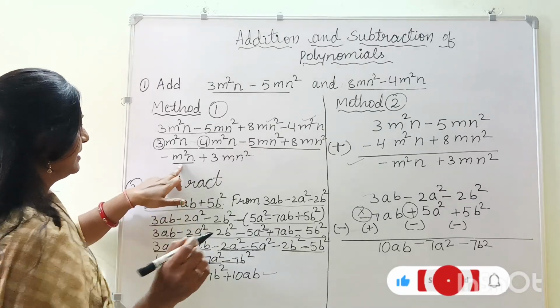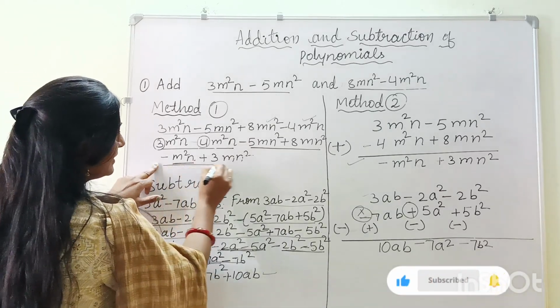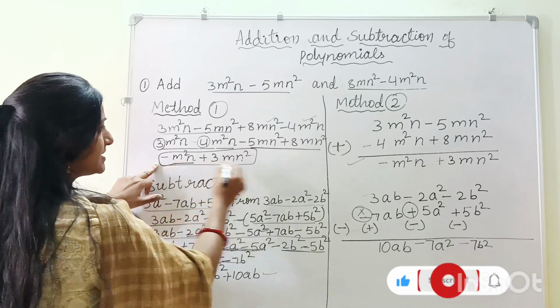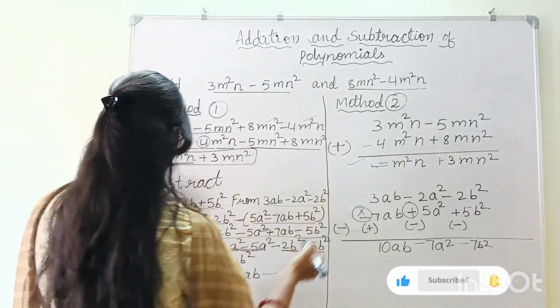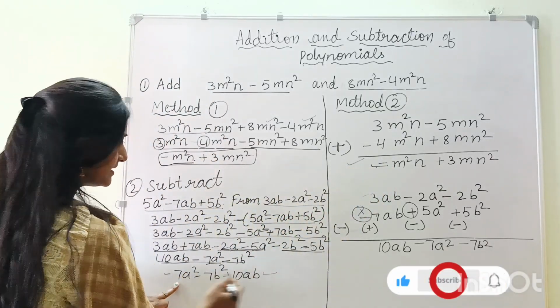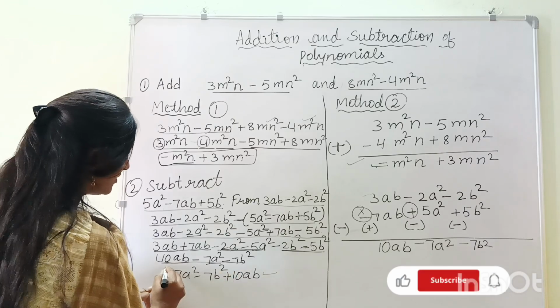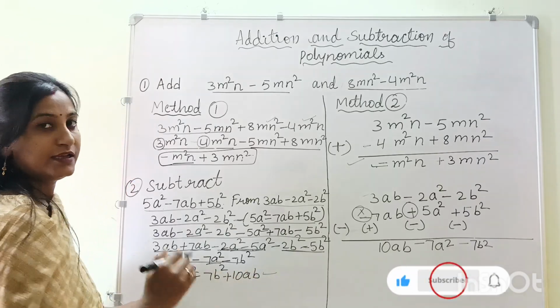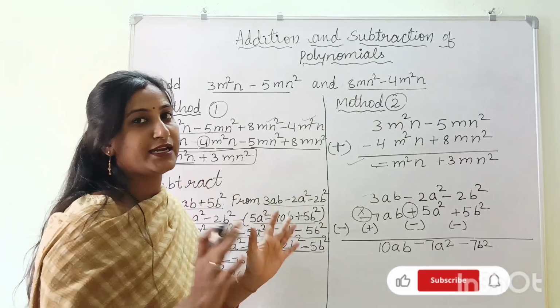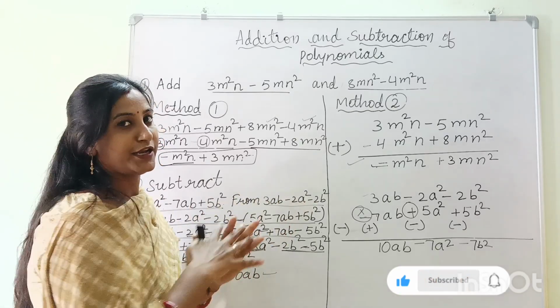Now you can compare both our methods here, and our answer should be the same. After adding in the first method we got the same answer here. Yes. Here it is not rearranged, but we got the same answer. So we can say for addition and subtraction we can use either method.